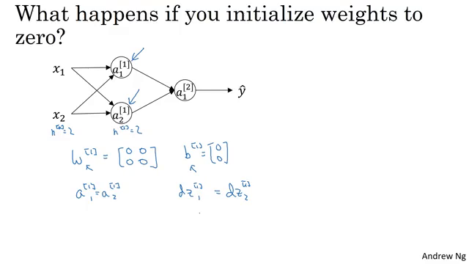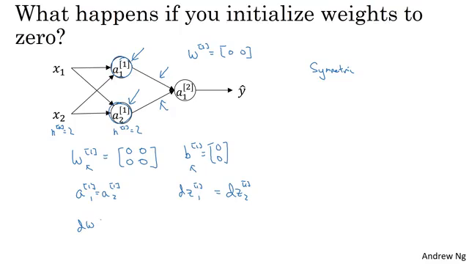Technically, for what I'm saying, I'm assuming that the outgoing weights are also identical, so that W2 is equal to 0, 0. But if you initialize the neural network this way, then this hidden unit and this hidden unit are completely identical. Sometimes you say they're completely symmetric, which just means that they're computing exactly the same function. And by a proof by induction, after every single iteration of training, your two hidden units are still computing exactly the same function.